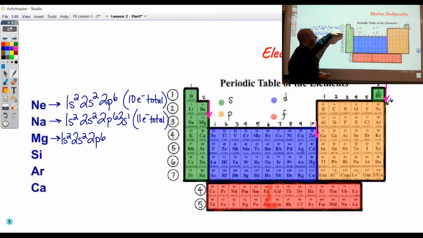Now we're in the third energy level. We don't hit anything here, so we're going to stop right on magnesium, and we're going to write down 3s2. So I have 2, 4, 10, 12 electrons total.